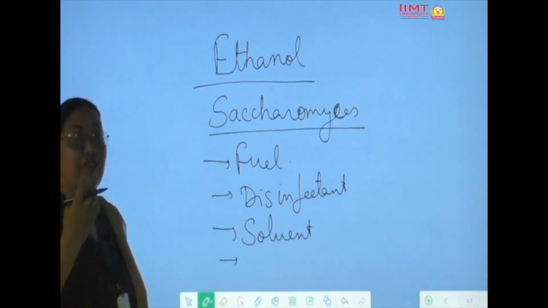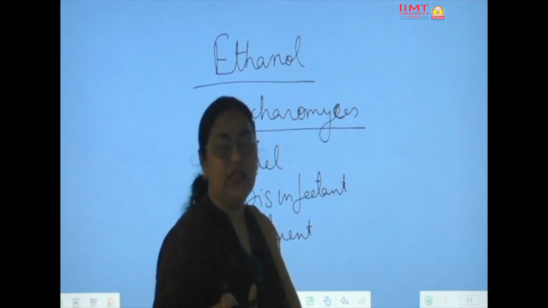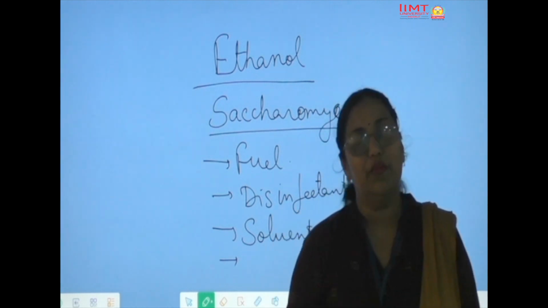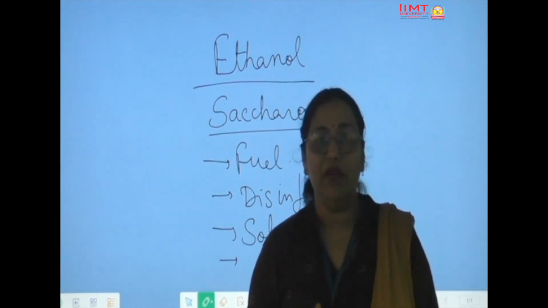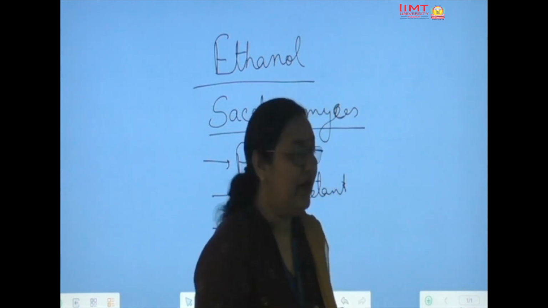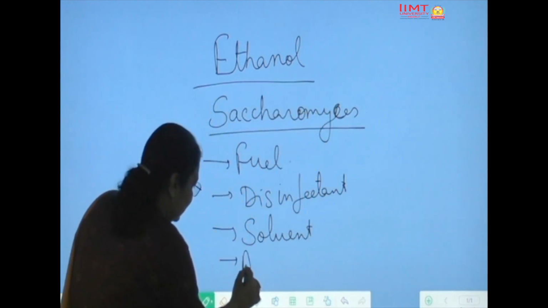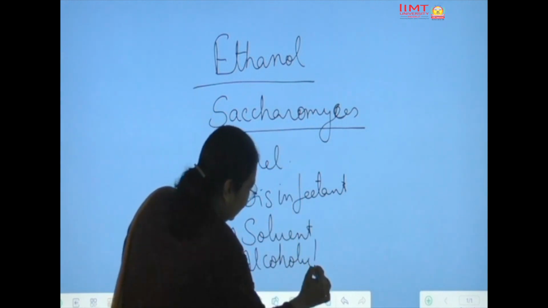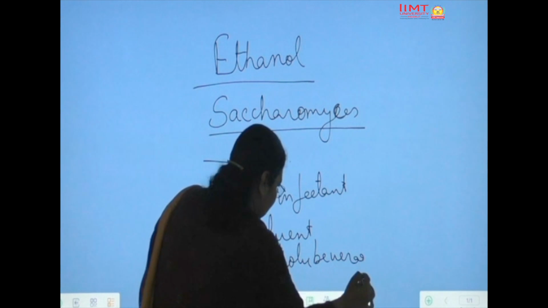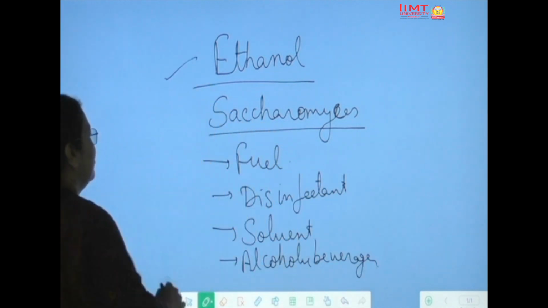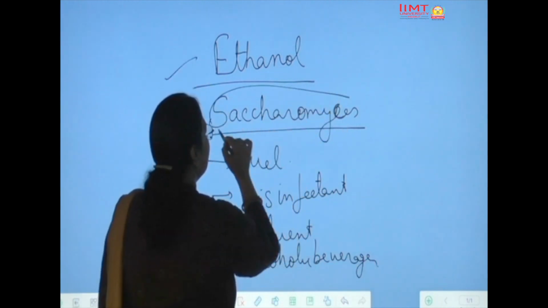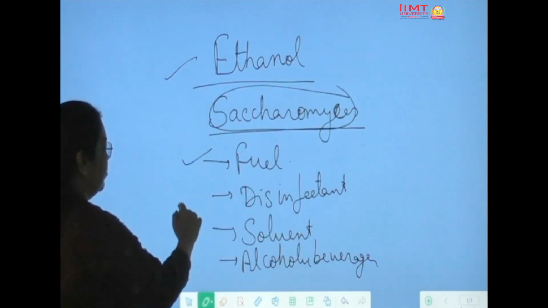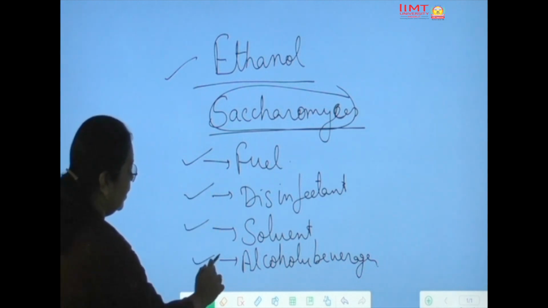And if you talk about beverages, alcoholic beverages, they also contain ethanol. Like in Ghaziabad, there is a Mohan Meakins brewery. What is it doing? It is producing various alcoholic beverages, and these alcoholic beverages also have ethanol. So if you see, this ethanol is produced by, again, a yeast, Saccharomyces cerevisiae, and this ethanol can be used as fuel, disinfectant, solvent, and in alcoholic beverages.